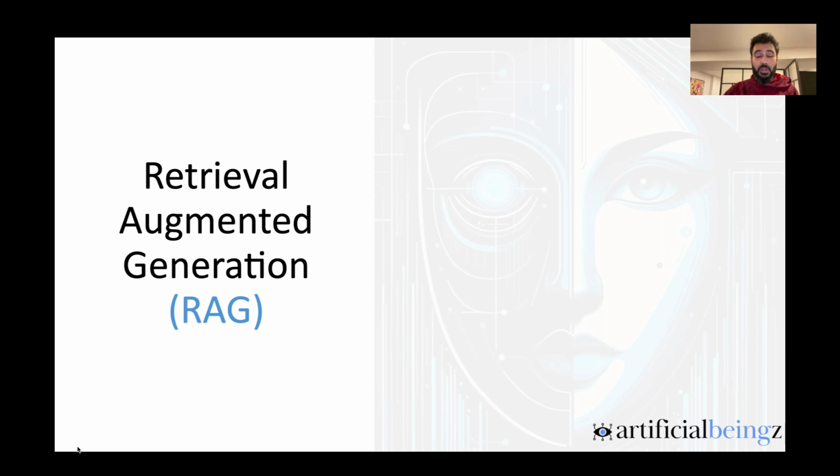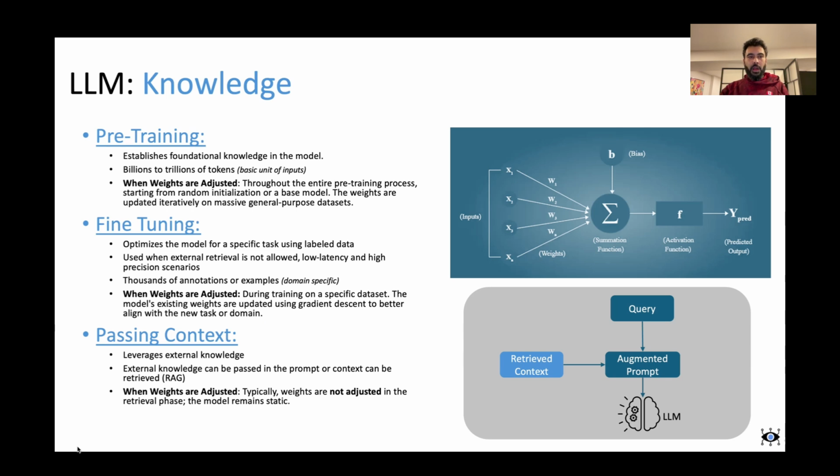Today, we'll be talking about RAG, which is Retrieval Augmented Generation. How do LLMs get knowledge? They basically get knowledge in three ways.